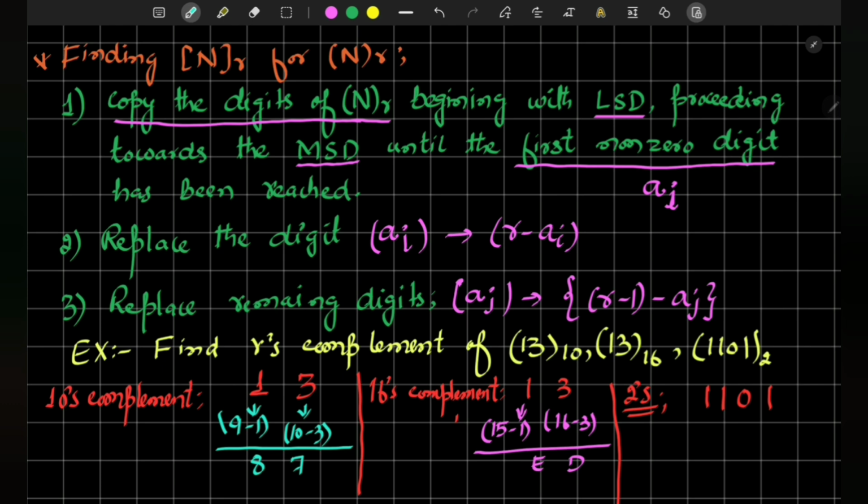In a similar fashion, we can find the 2's complement by replacing this 1 by 2 minus 1, and this 0 by 1 minus 0, and this 1 by 1 minus 1, and this 1 by 1 minus 1, and the result will be 0, 0, 1, 1. So the 2's complement of 1101 is 0011.